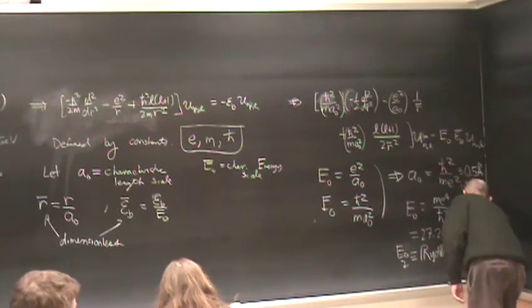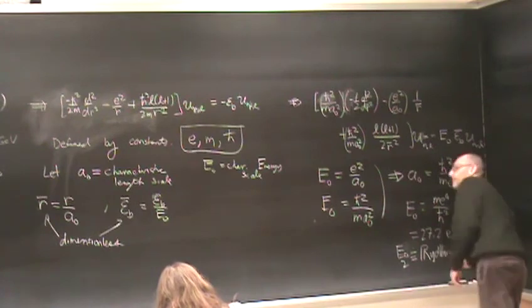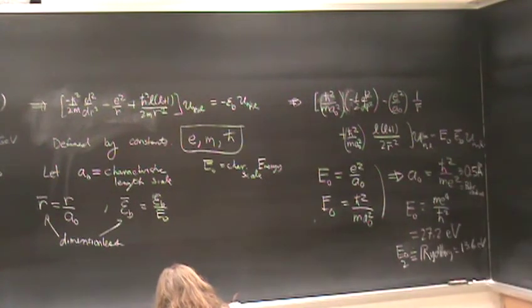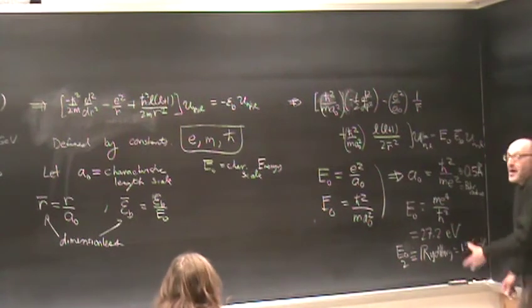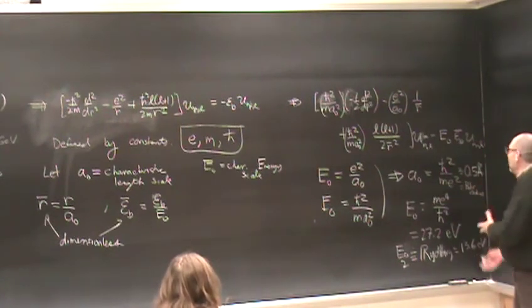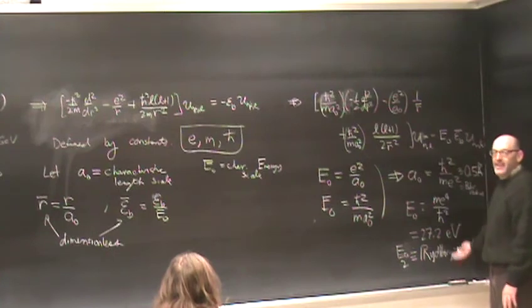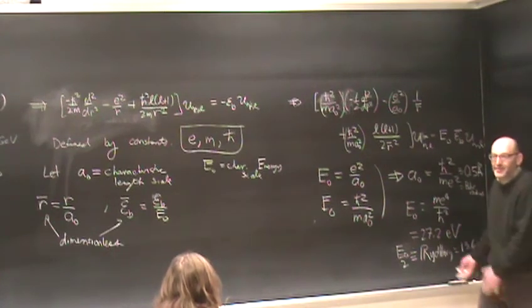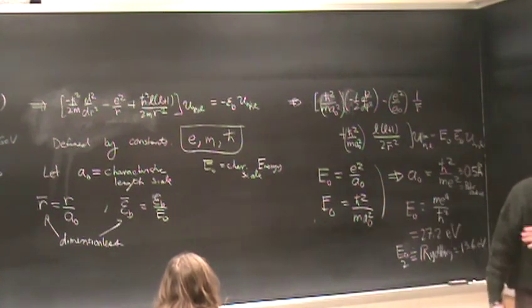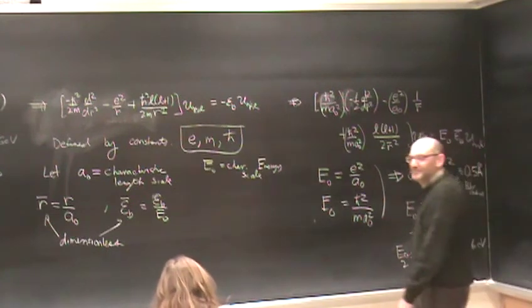Which is 13.6 eV. That's just the definition that comes out. We'll see in a moment. So just from numerology, just from the constants in the problem, we essentially get the size of the atom and the binding energy. It's the whole story. So now we solve the Schrodinger equation.